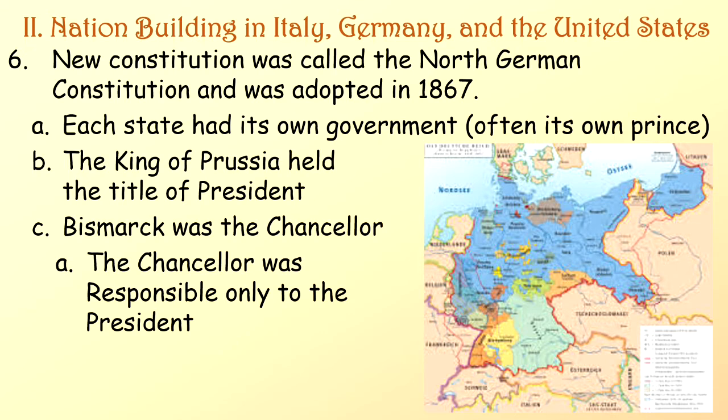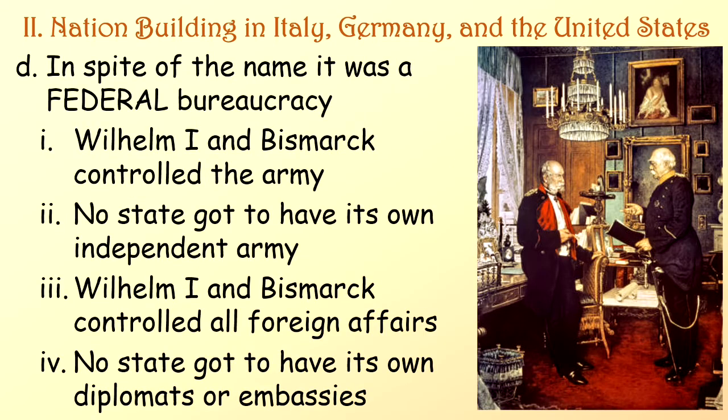Each state had its own government, often its own prince. The King of Prussia held the title of President. Bismarck would be the Chancellor, and the Chancellor was responsible only to the President. In spite of the name, it was a federal bureaucracy. Wilhelm I and Bismarck controlled the army.